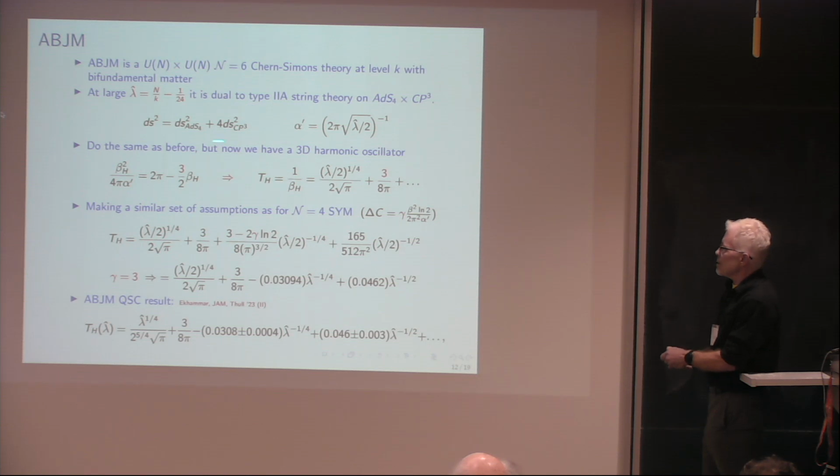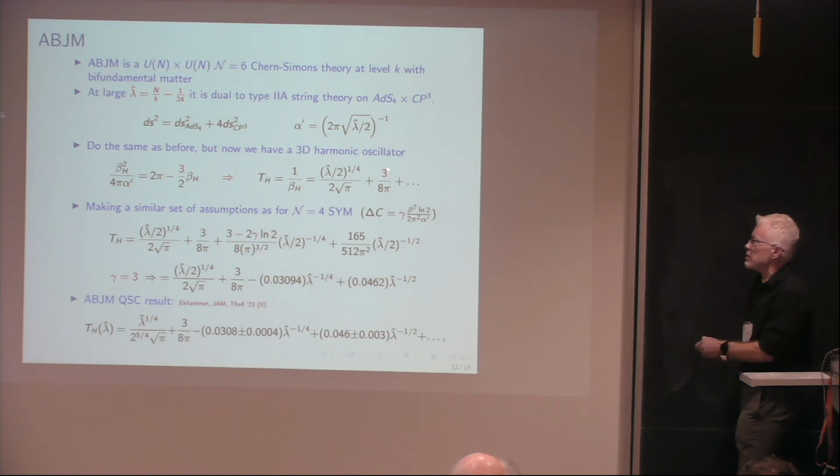Okay, well, so we can basically play the same game we did before, since we now have a string theory on this curved space. If we do that, we're going to end up with a 3D harmonic oscillator. The effect of that is that this equation gets a 3, and so the Hagedorn temperature at the leading term becomes 3 over 8 pi.